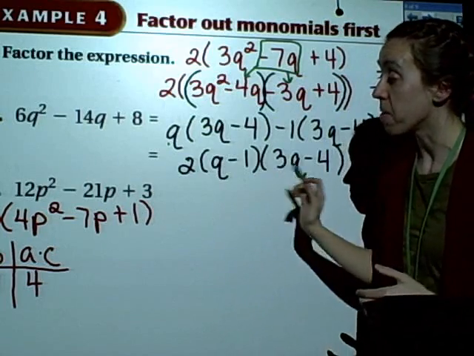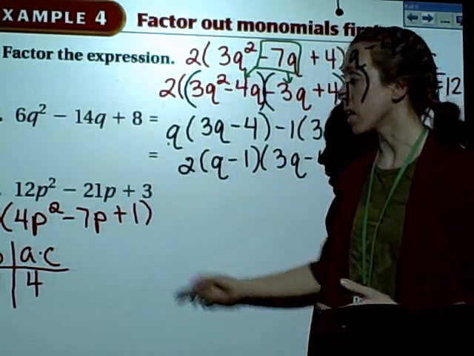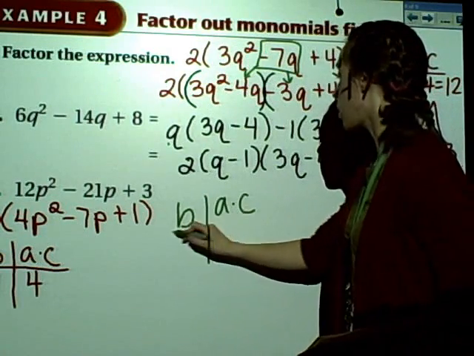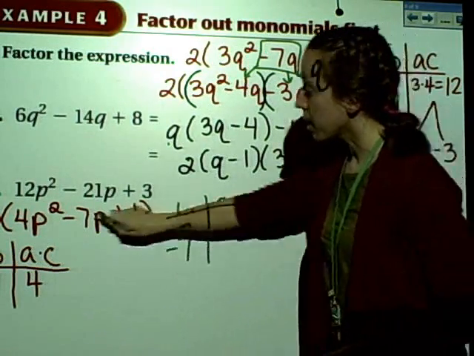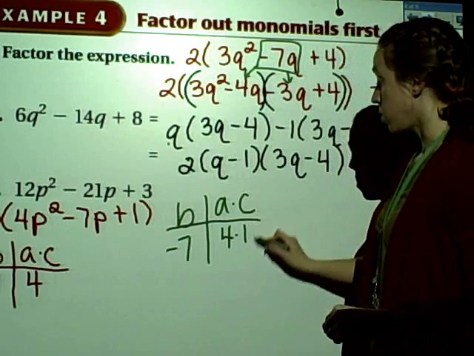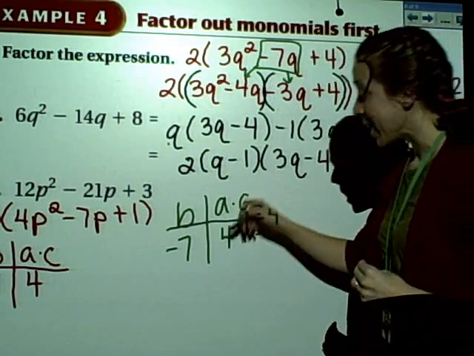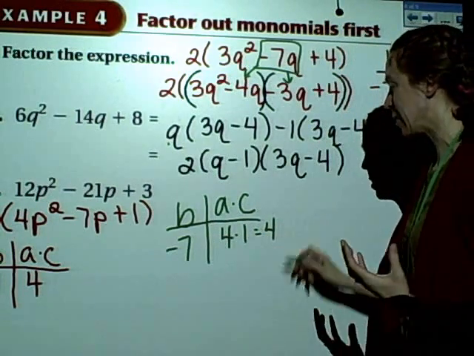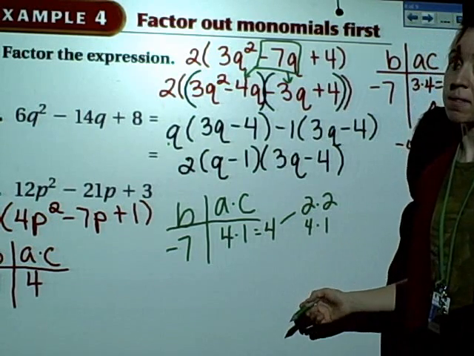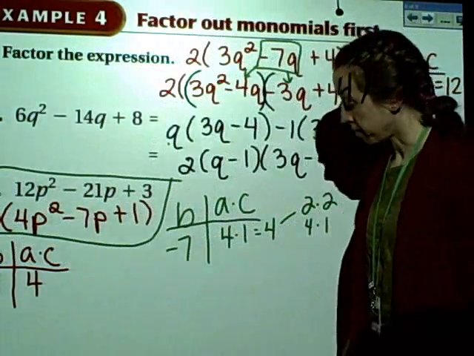Now for D, I factored out a 3 because I noticed that all of them could be divided by 3. And then I tried to make my BAC chart. And I don't know if you guys can see it because of the camera angle. So I'll rewrite it here really quick. My B value is negative 7 now. My A times C is 4 times 1, which is 4. So I need what 2 factors will multiply to be 4 and add to be negative 7. I'm kind of stuck there because I have 2 times 2, 4 times 1. There's no way to get a 7 out of that. So this one cannot be factored, and that's as far as you can go.